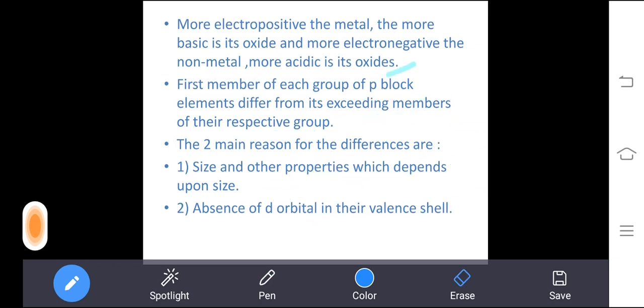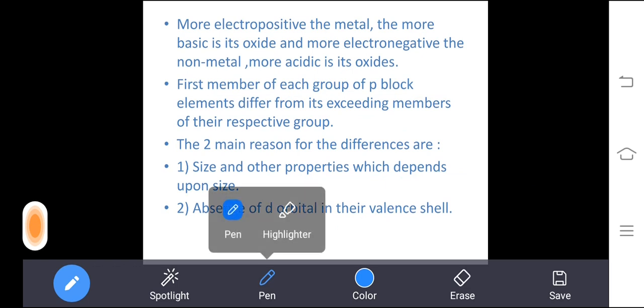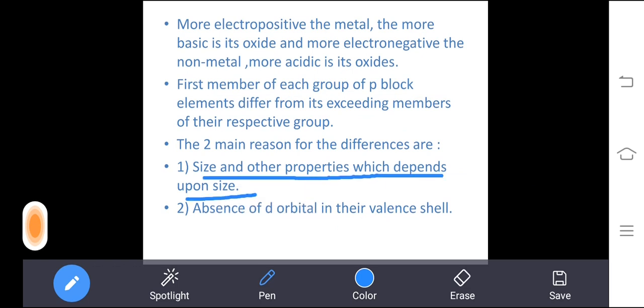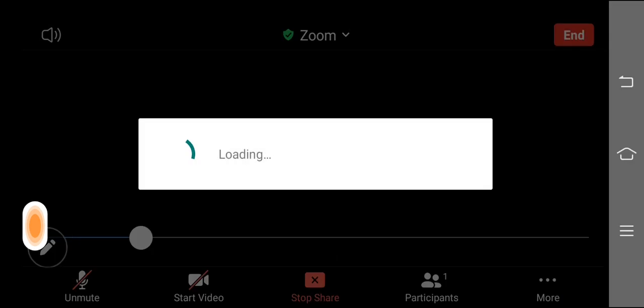There are two main reasons for this. One is size and the other properties which depend upon size, because the first element in the p block has a smaller size. The other is the absence of d orbitals in their valence shell. We will discuss this in detail.